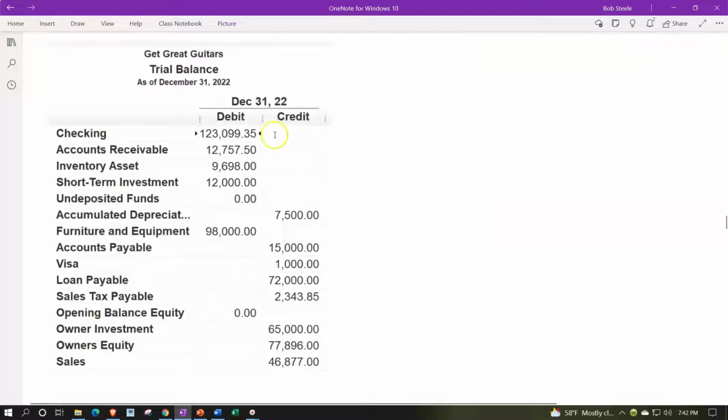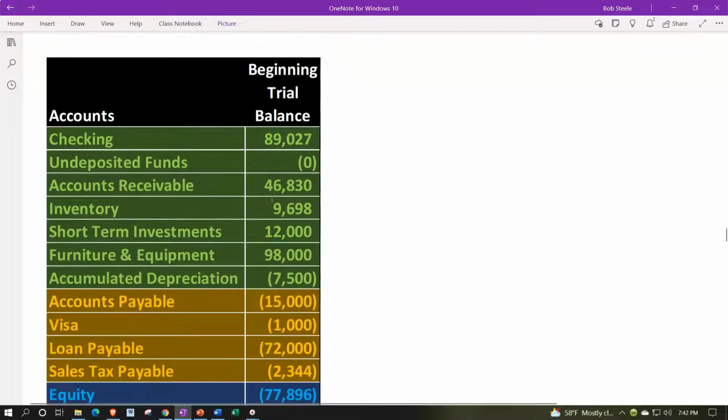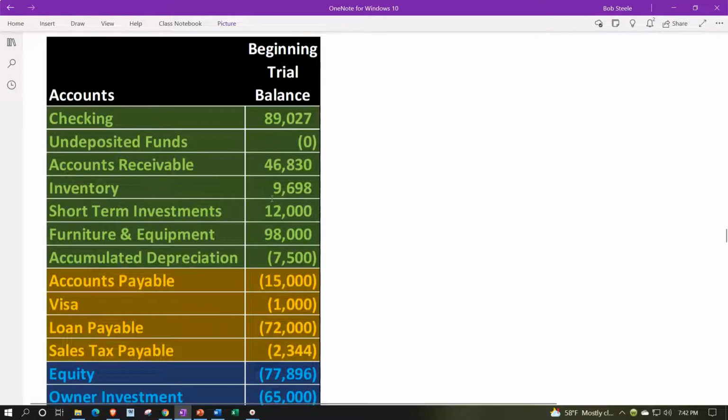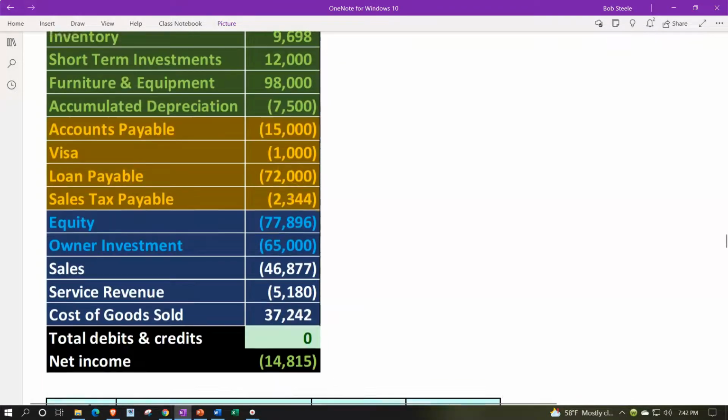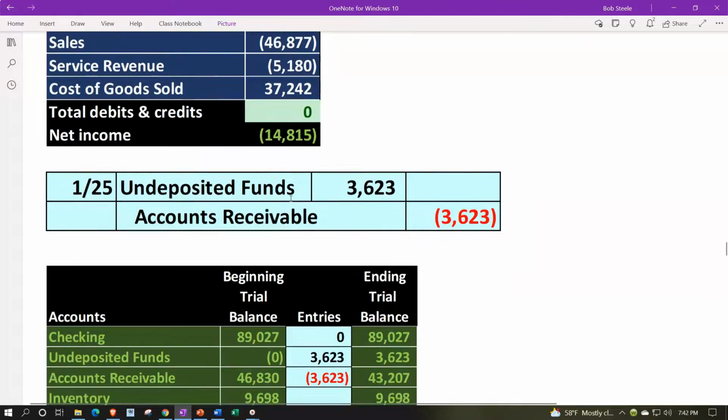Here we have the checking account going up, undeposited funds going back down to zero after having made the deposit. Let's look at it from a journal entry standpoint. These are our beginning numbers, trial balance. We would be saying undeposited funds is going up when we receive the payment.